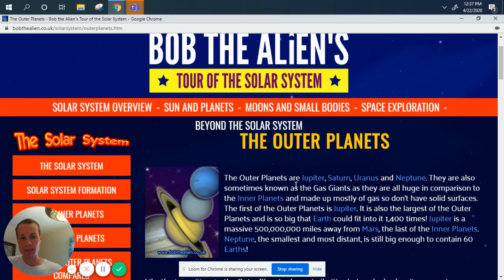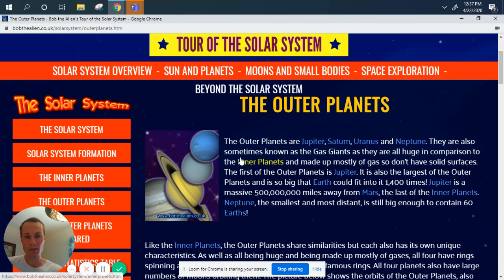The outer planets are Jupiter, Saturn, Uranus, and Neptune. They are also sometimes known as the gas giants, as they are all huge in comparison to the inner planets and made up mostly of gas, so they don't have solid surfaces. Those are two hints or key details to our question already. They're gas giants because they're made out of gas, and they're giant compared to the inner planets. Interesting.